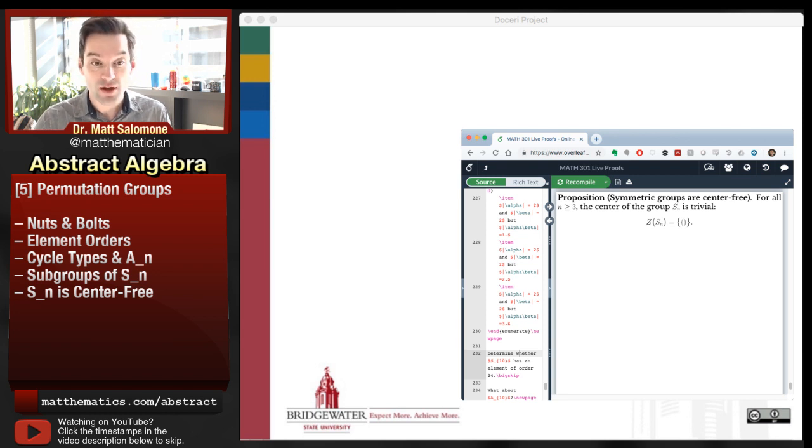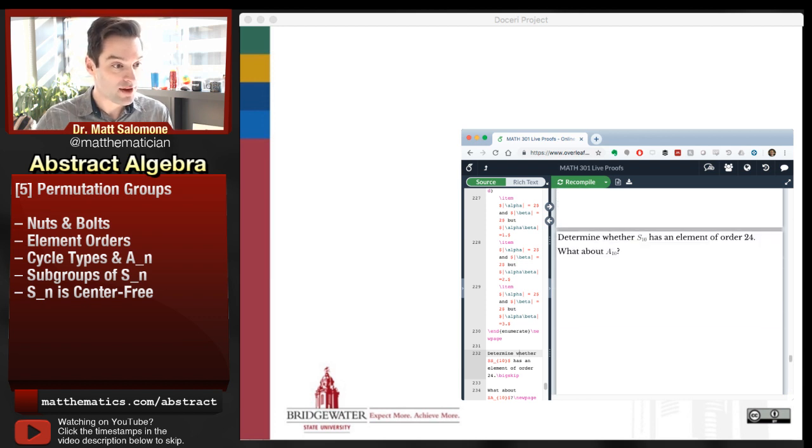In other words, the only permutation in Sn for n greater than or equal to 3 that commutes with every other permutation in that group is the identity permutation. So there's kind of the lay of the land.